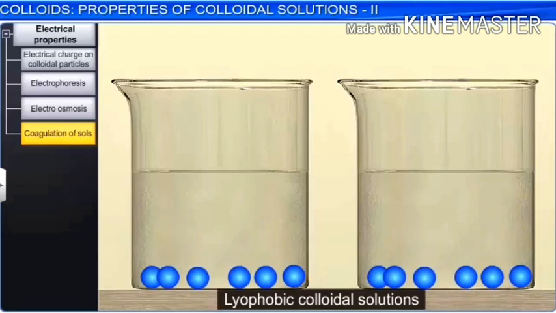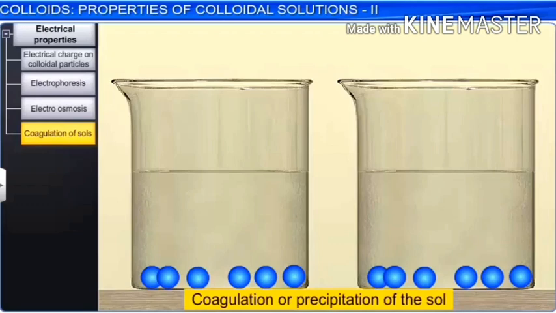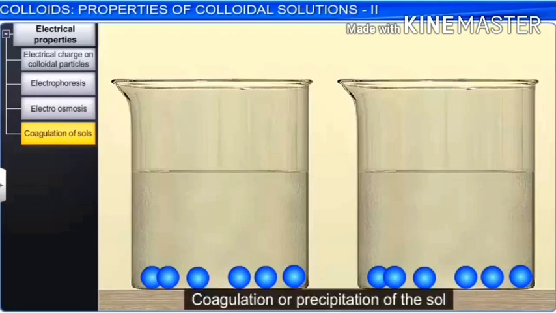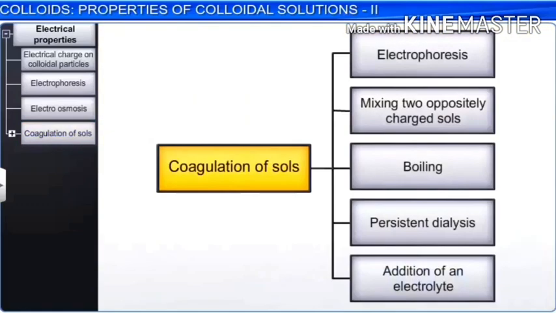So, this settling down of the particles will present as the coagulation or the precipitation of the salts. So these particles will appear in the colloidal solution as the insoluble part. It can be achieved in many ways. The first one we are studying, the reason for the coagulation of the salts, is electrophoresis.